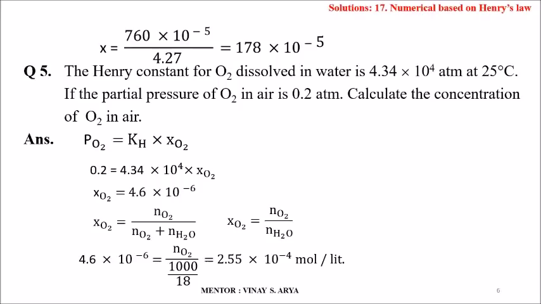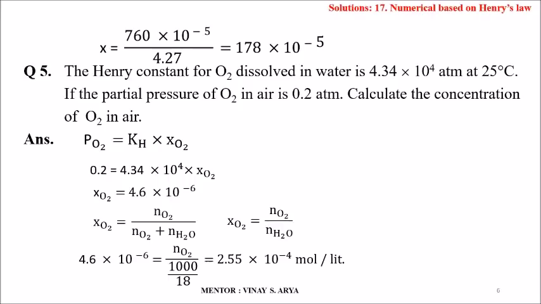X is equal to 760 into 10 to the power minus 5 upon 4.27. When we simplify it, we divide 760 by 4.27, it becomes 178 into 10 to the power minus 5. So this was the answer to it.